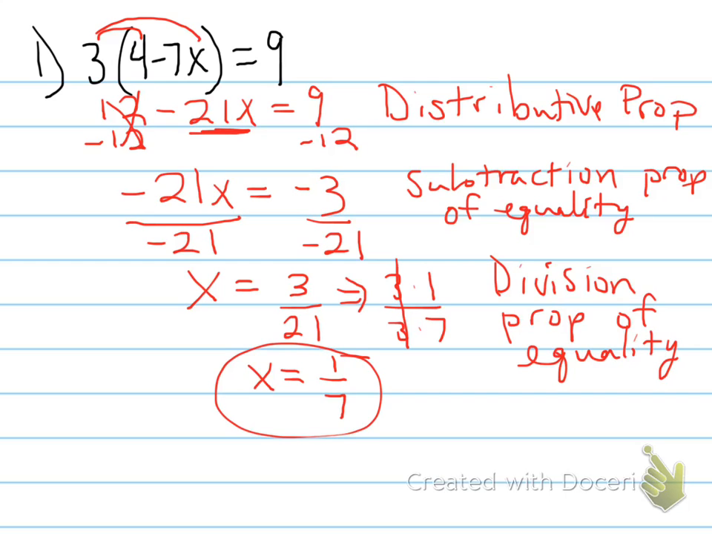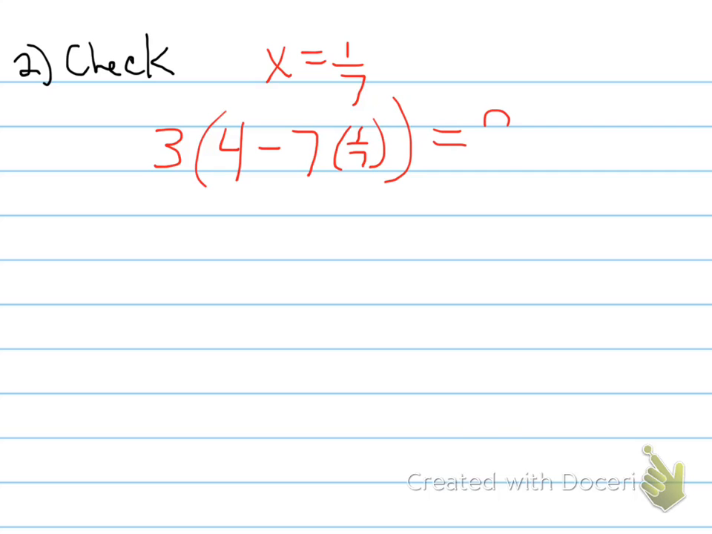That's done. Now for number 2, we need to check that answer of 1/7. So remember, I got the answer x equals 1/7. So if I take that original equation, and instead of writing x, I'm going to write that quantity 1/7. That was my answer. When I solve, I'm finding something to make an equation true. So when I do the math on the left side of this equation, it better come out to equal the right side of the equation.